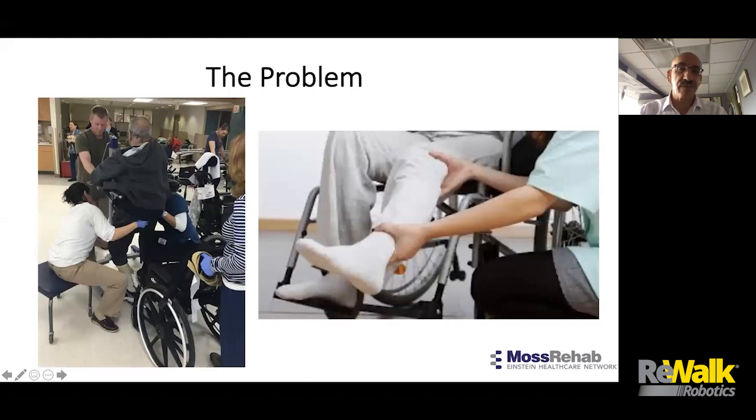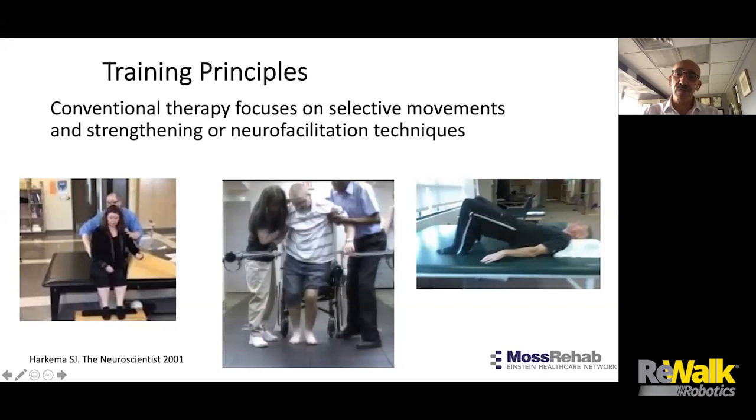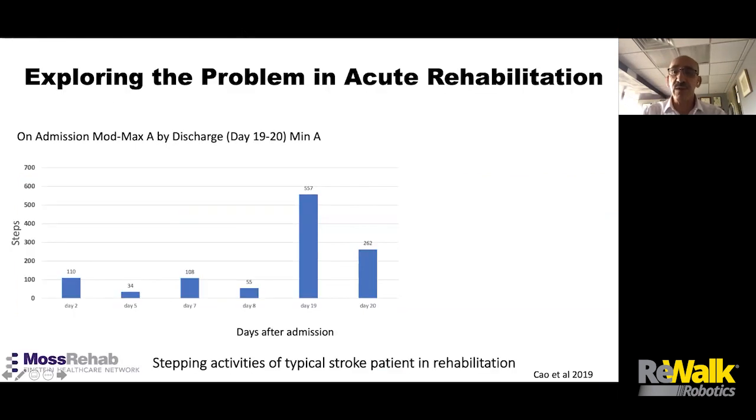So let me get right to the essence. What's the problem? The problem is that we're dealing with patients that have really a multitude of deficits, and particularly acutely, these patients tend to have great difficulty with their mobility. And we know that the training principles across the years have been focused primarily on developing techniques for selective movement development and strengthening, or what are called neurofacilitation techniques. This does not come easy. Therapists have to put in lots of effort to achieve this. And what we know is that even with all of this, patients really are not doing what they need to do, which is we want to be sure that they're walking and that they're walking a lot. And so that creates a major challenge.